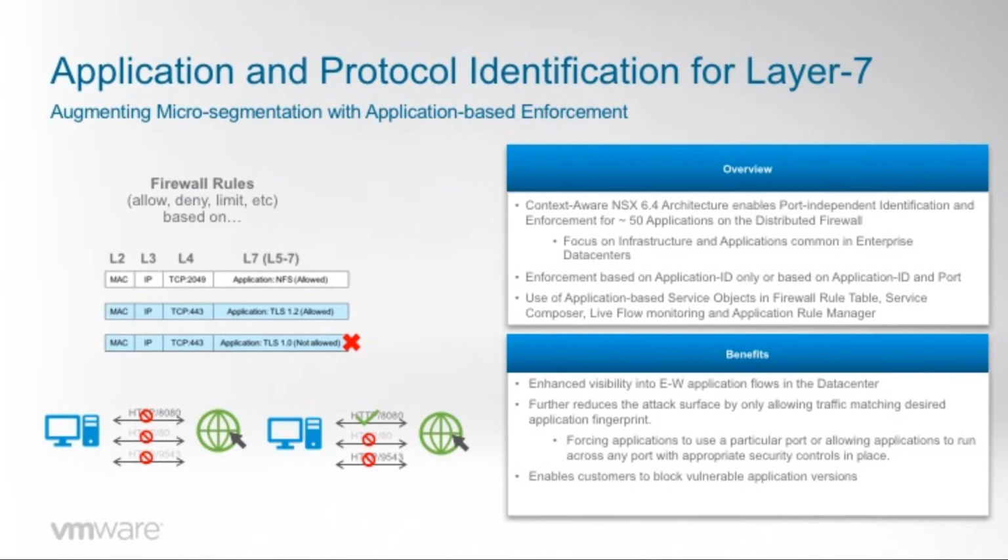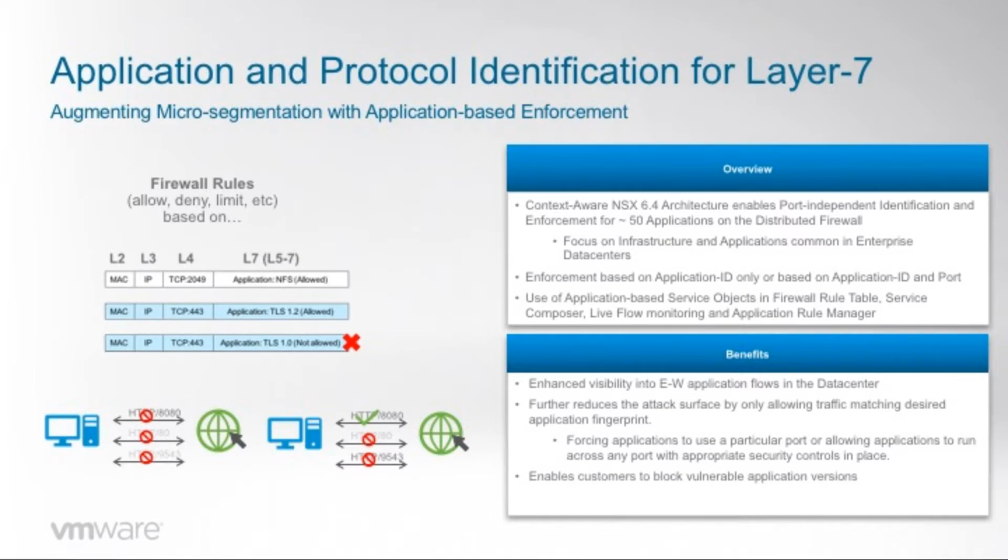Beyond visibility, rules based on L7 or a combination of L7 and port further reduce the attack surface by only allowing traffic matching a predefined application fingerprint, allowing security teams to force the application to use a particular port or ensure only desired applications can run on a particular port or across any port. And as I had mentioned earlier, it also allows customers to block vulnerable versions of applications.